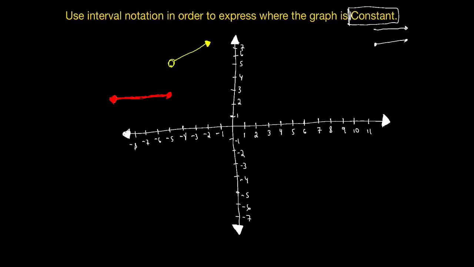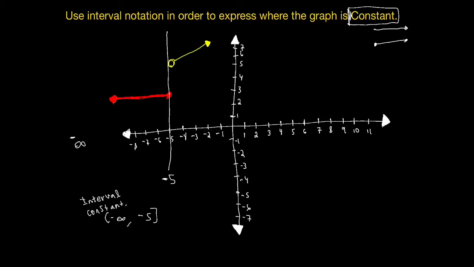So here, let me draw the breaks here. So our constant movement is going to end at -5, and it begins, since we have an arrow here, from a direction of -infinity. So from -infinity to -5, let's write that using interval notation. So we have -infinity to -5. This is the interval where the function is constant.